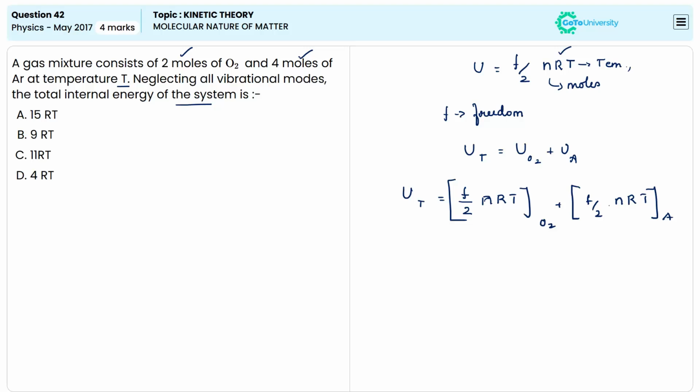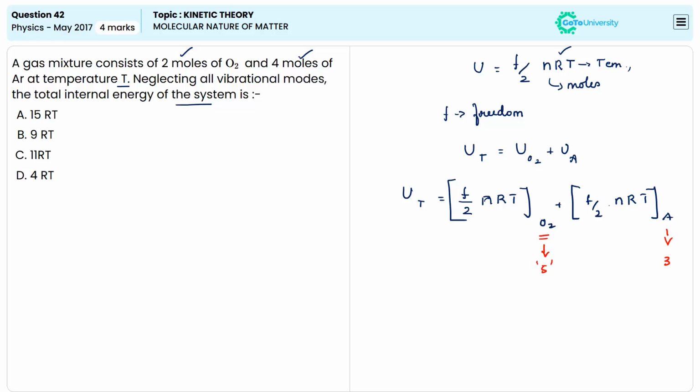It's known that the degrees of freedom of oxygen is 5 because it is a diatomic molecule, whereas the degrees of freedom for argon is 3 because it is a monoatomic molecule.